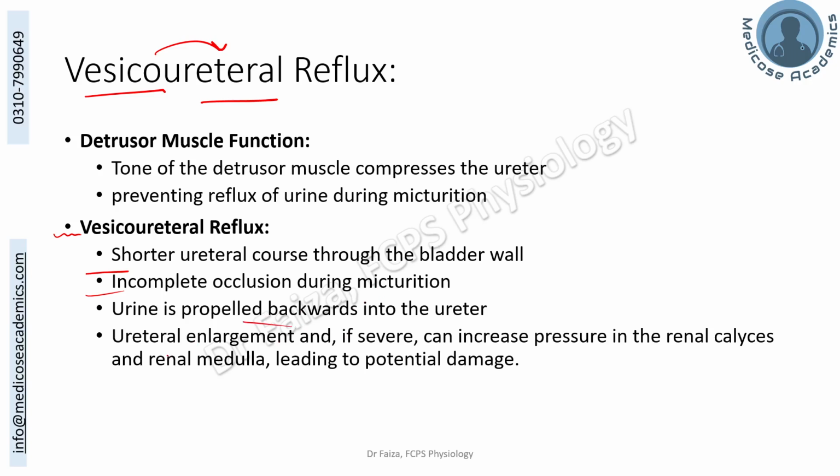This can ultimately result in ureteral enlargement, and if severe, this can increase pressure by backflowing even into the renal calyces and medulla, leading to potential damage if continued for prolonged period of time. So vesico-ureteral reflux, because of the stasis, backflow in the ureter not only can lead to acute infections but also can result in ultimate renal anomalies because of the development of the back pressure and increased renal tubular hydrostatic pressure.